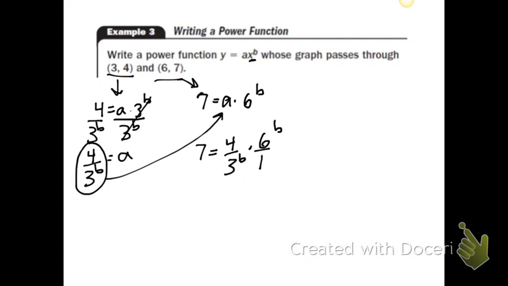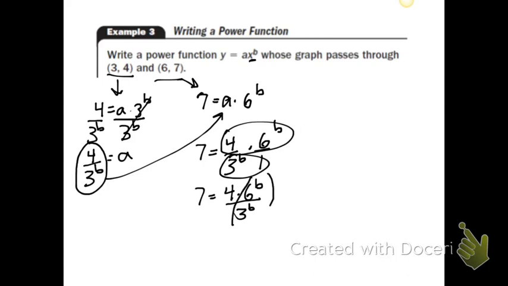Remember, when you multiply fractions, you can multiply top to top, bottom to bottom. So if I multiply top to top, I'm going to have 4 times 6 to the b power over bottom times bottom, which is just going to be 3 to the b. Now, because these are both being raised to the b power, I can rewrite that as 7 equals 4 times the quotient of 6 over 3, all to the b, because when I have a quotient to a power, I distribute that power to the top and the bottom, and I get that previous step.